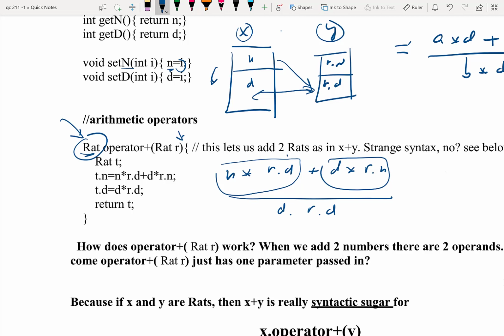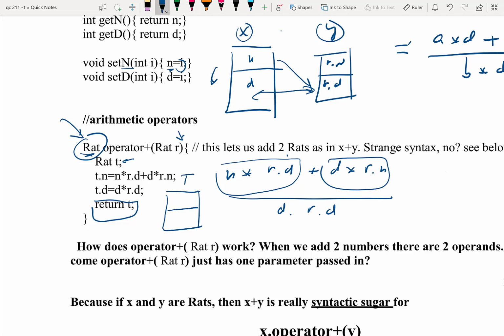So here I have to construct that rat and return it. Notice it's returning a t, and t is a local rat, and it's going to be returning it by value, right? Notice it's by value here. So let's see what's going on here. This is t. What is t? T is a rat that I'm going to be returning.